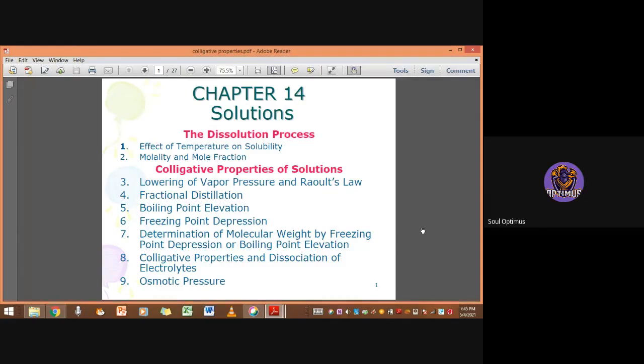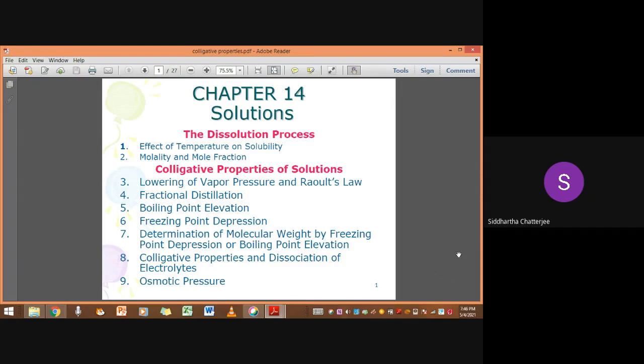Yes, sir. You find here the chapter solution, the colligative properties of the solution. So you understand the effect of temperature on solubility, whereas molality and mole fraction are temperature independent. Then the colligative properties, as we have already said: the lowering of the vapor pressure and Raoult's law. Naturally, it will be related to the fractional distillation, the boiling point elevation, and the freezing point depression. Then you also know already the determination of the molecular weight by freezing point depression or the boiling point elevation that we have already discussed.